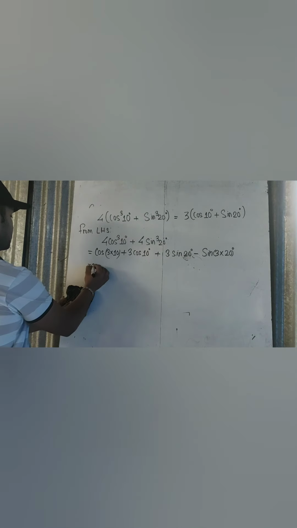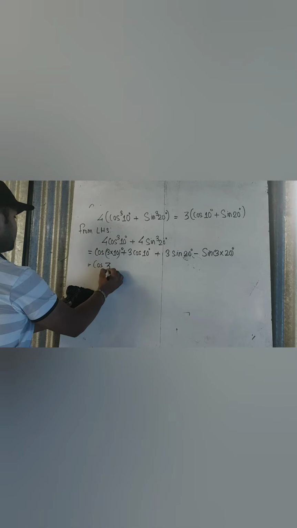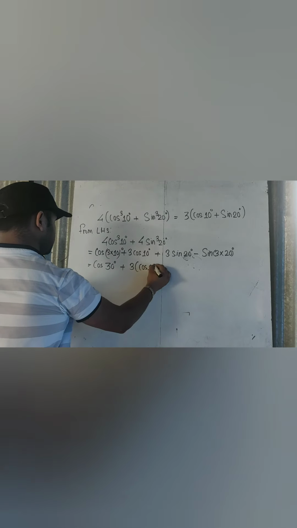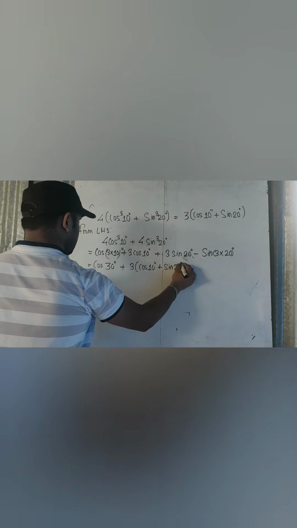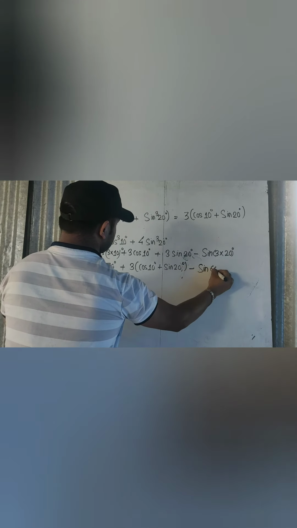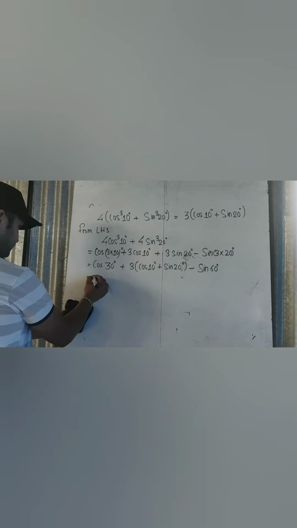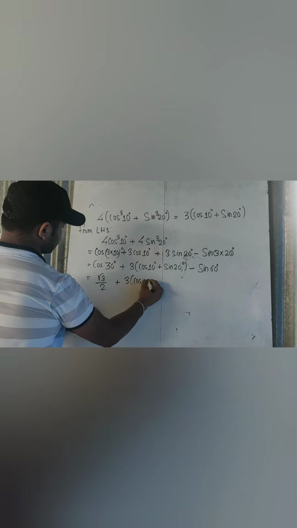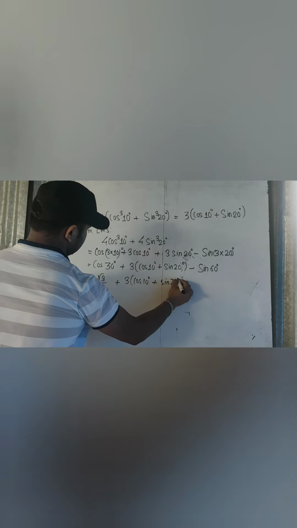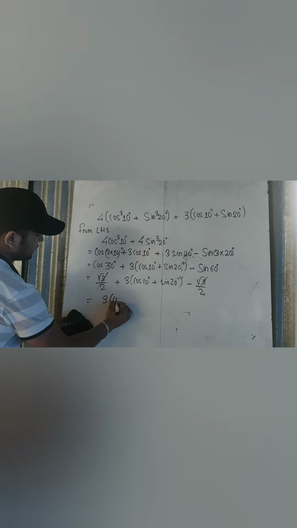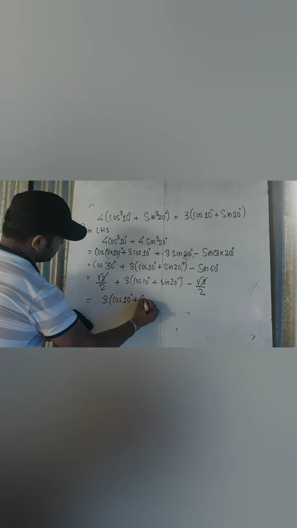Now cos 3 into 10 gives you 30. We'll take 3 common. It will change into cos 10 plus sin 20, and you have sin 3 into 20, which is 60. Cos 30 is root 3 by 2 plus 3 cos 10 plus 3 sin 20 degree, and sin 60 is also root 3 by 2. So minus root 3 by 2 plus root 3 by 2 cancels, so your answer will be 3 times cos 10 plus sin 20 degree. This is your RHS.